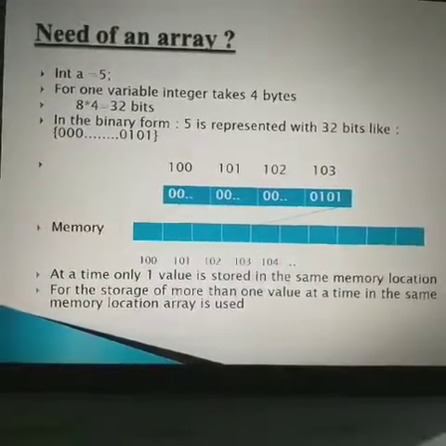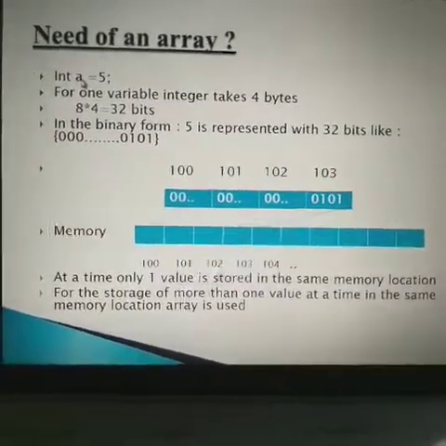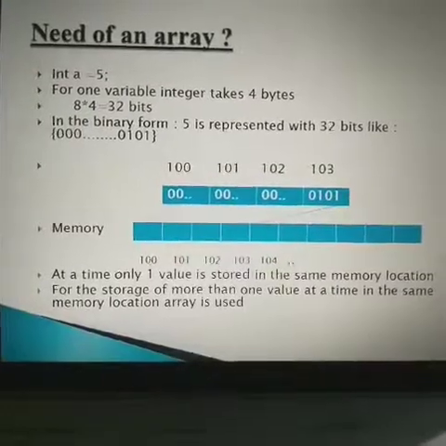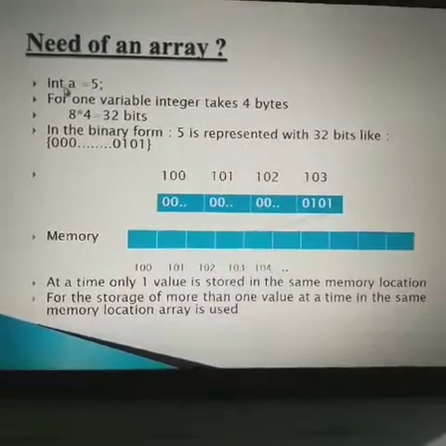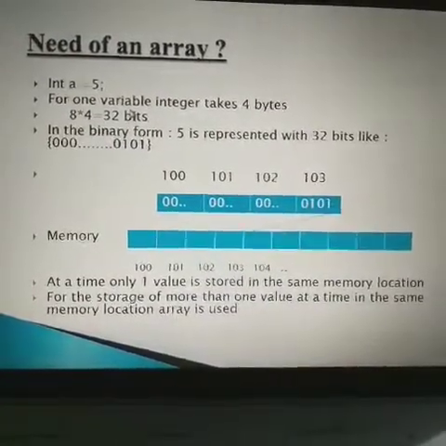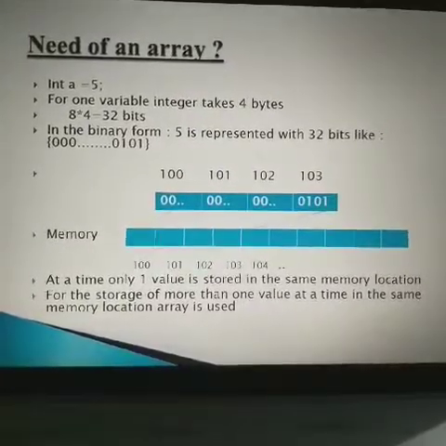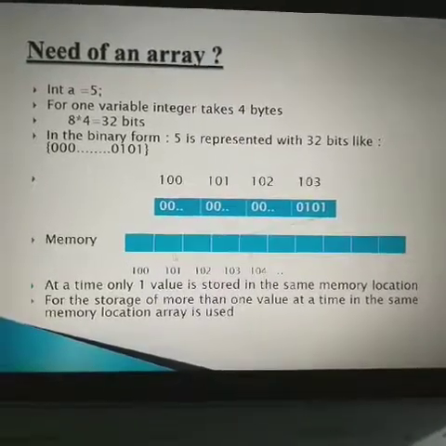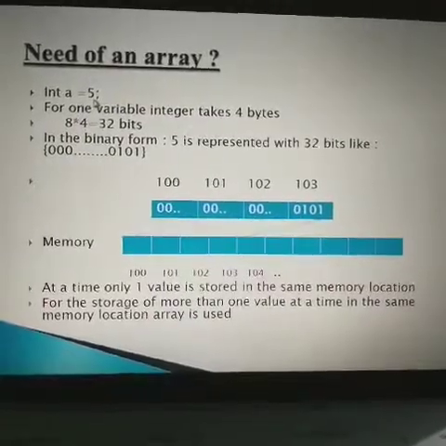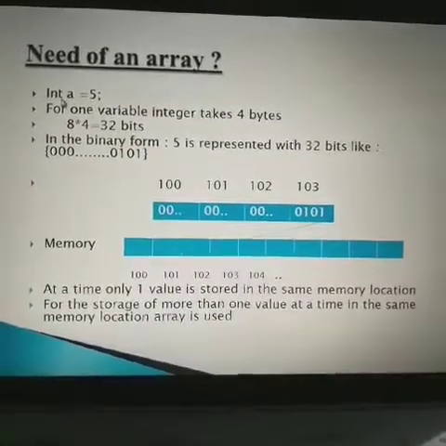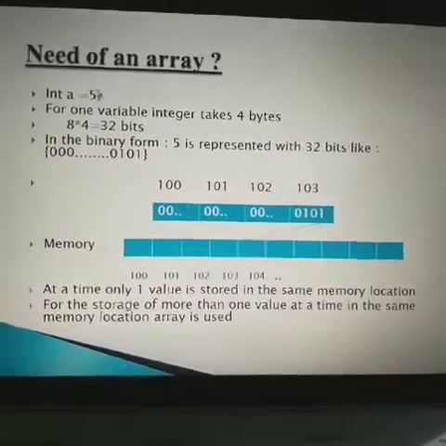First of all, we already know that any variable is declared, for example, if we have a variable a of integer type and whose value is 5, then for one variable, how is this value stored in the memory? This is the memory, here are the memory locations. So here the value is 5. This is the integer type, so integer takes 4 bytes in the memory to store that value.